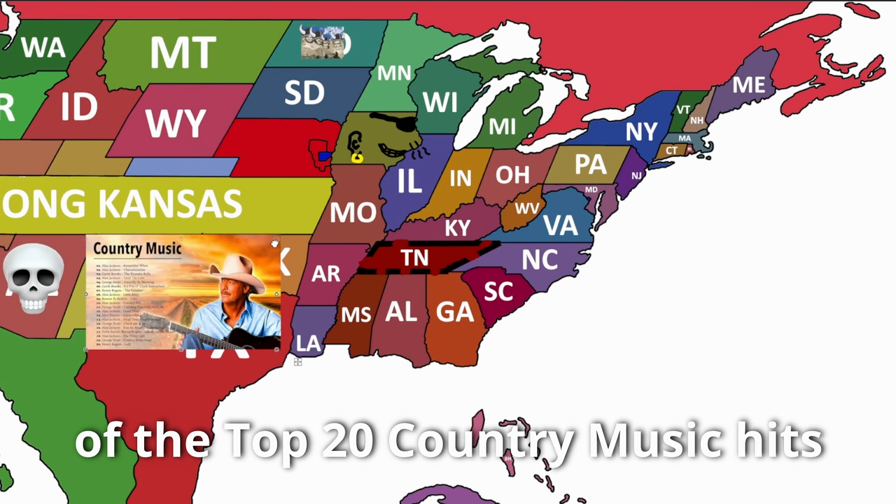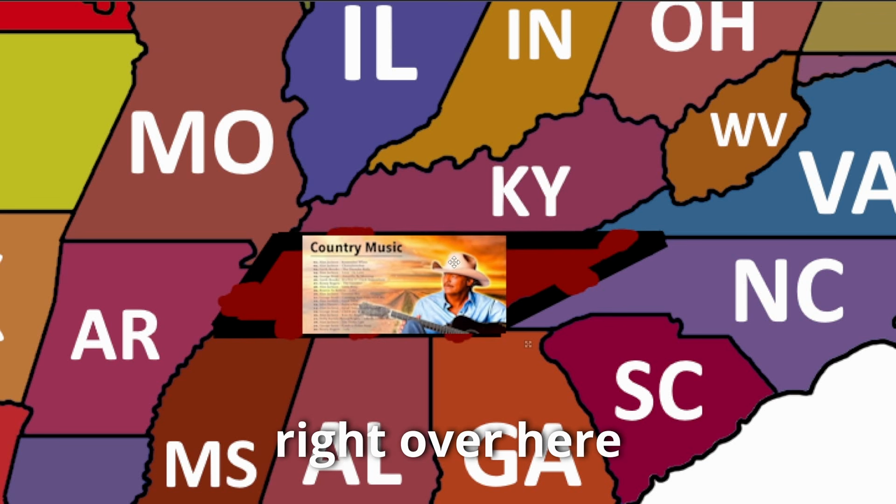And now we'll just put an image of a bunch of the top 20 country music hits of the last century right over here. Yeah, I'm a big fan of number 7. The pattern of those gray and white pixels just speak to me in a way. If this ain't Tennessee, I don't know what is.